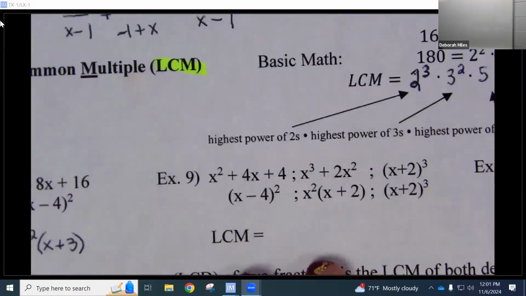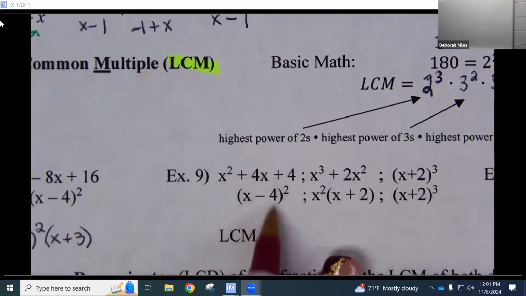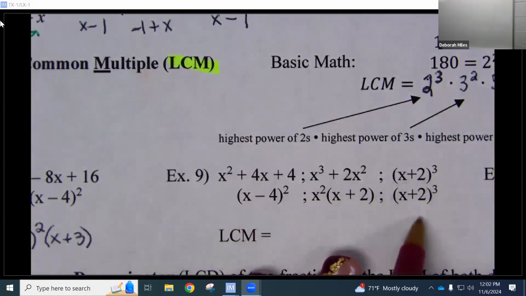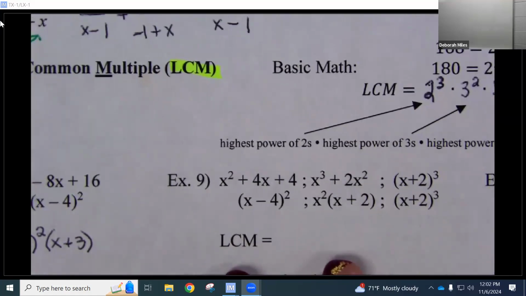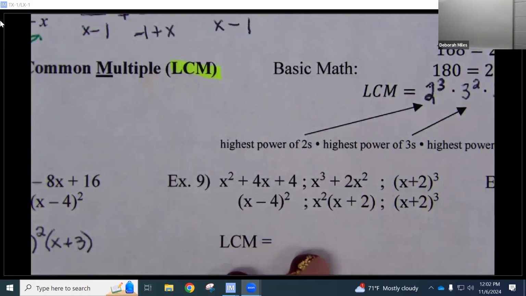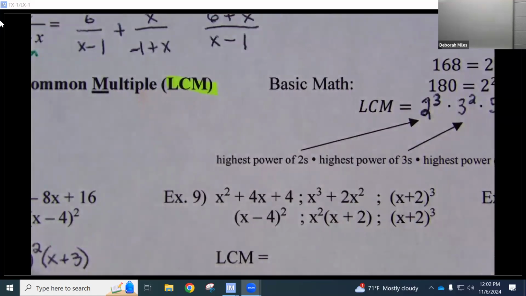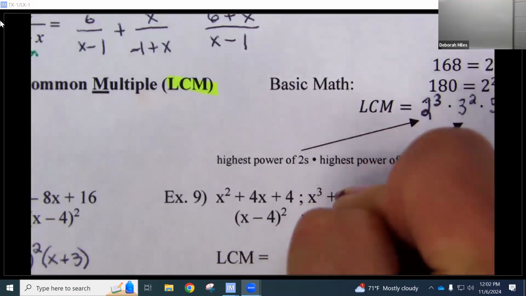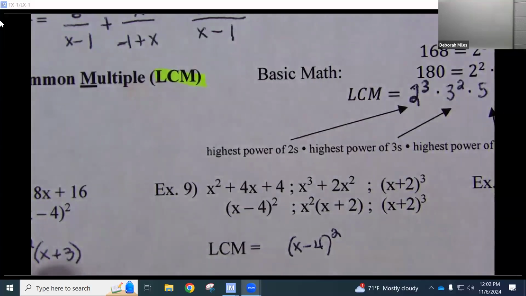Number 9 has 3 expressions. Maybe I'm adding 3 fractions. So I factored the first one, I factored the second one, I factored the third one. I want you to help me figure out what all has to go in the LCM. Tell me one thing that has to go in there for sure. I heard an x minus 4, and it doesn't matter in what order you write them, but I heard an x minus 4, squared, because that's the highest power of my x minus fours. What else?